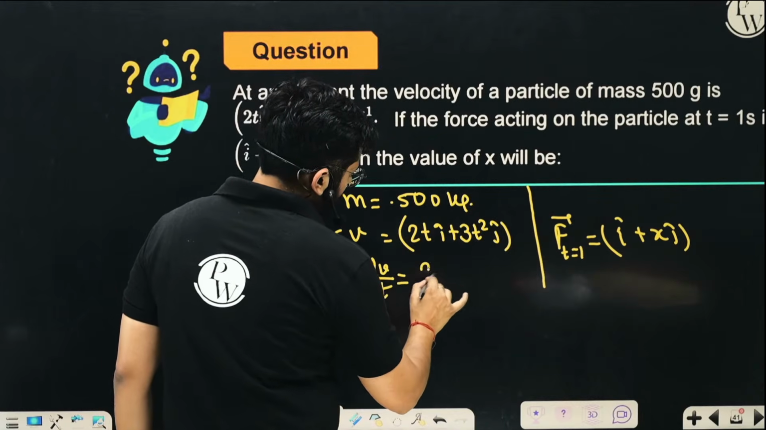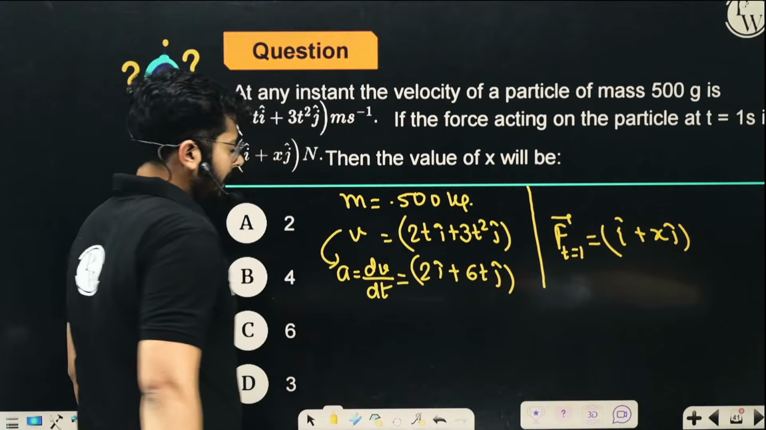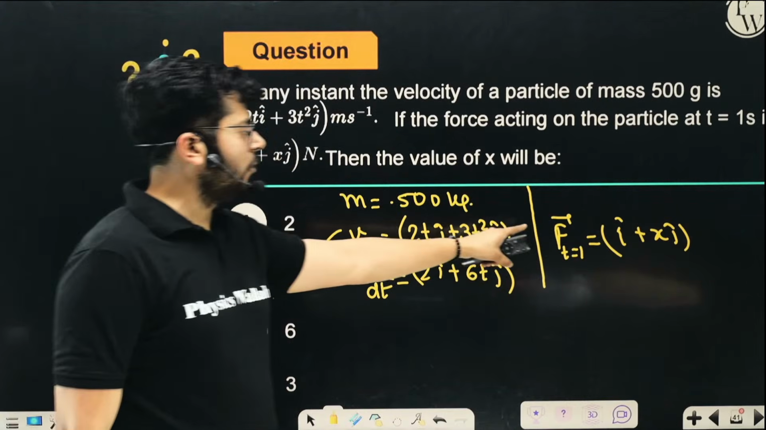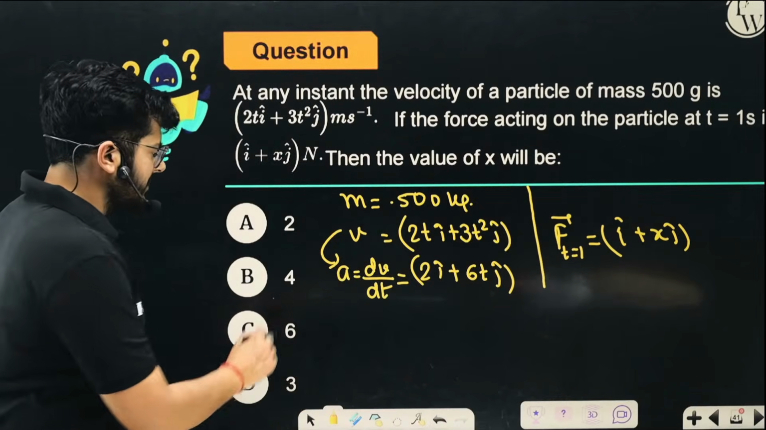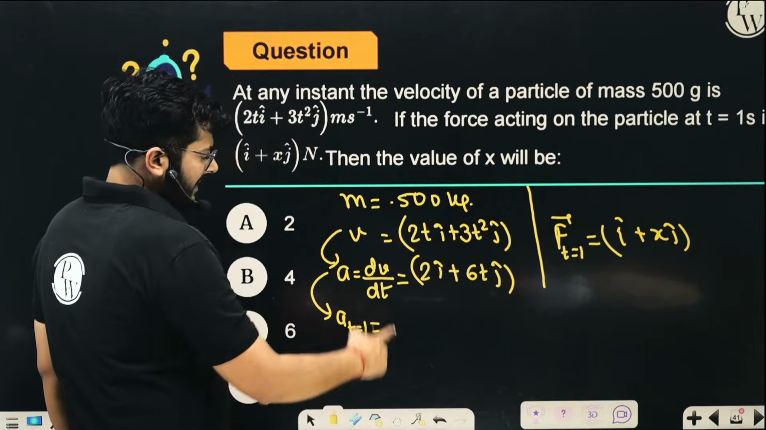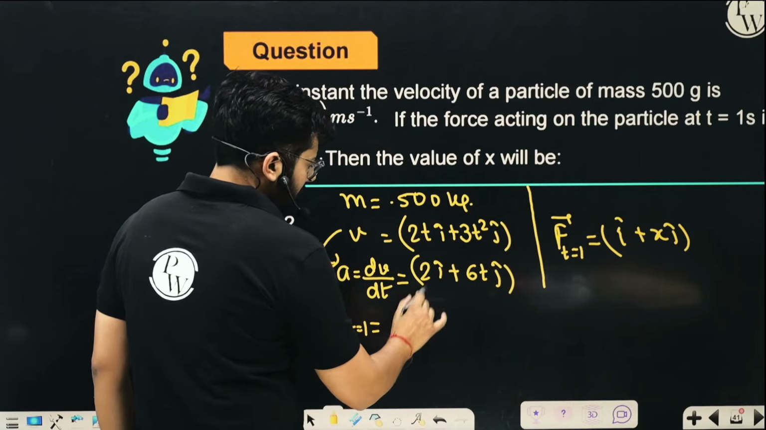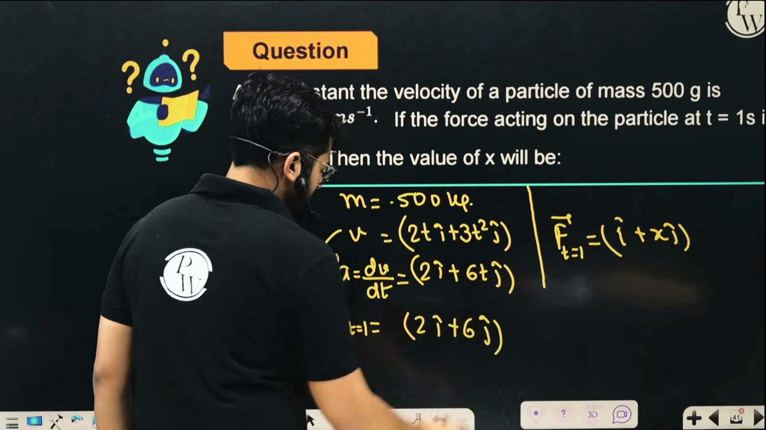So it will become 2i cap plus 6t j cap, right? Now, because this is the force at t equals 1, we need the acceleration at the same time. So what will be the acceleration at t equals 1? It will be 2i cap, and putting t equals 1 over here, it is 6j cap.